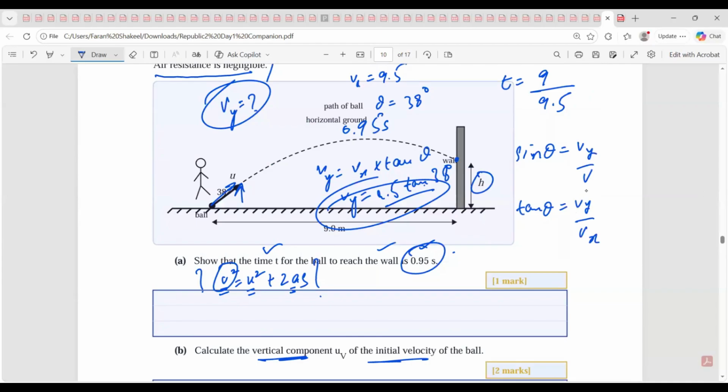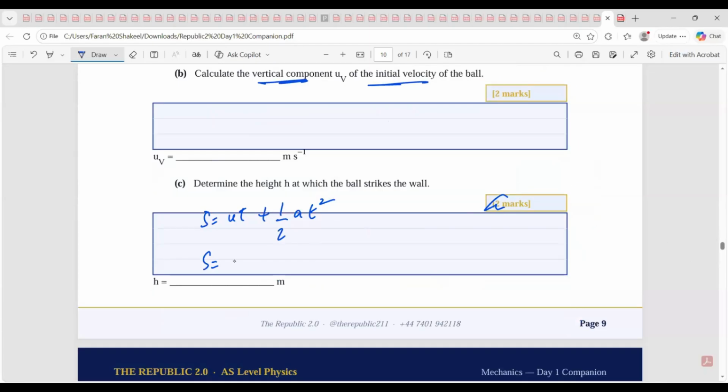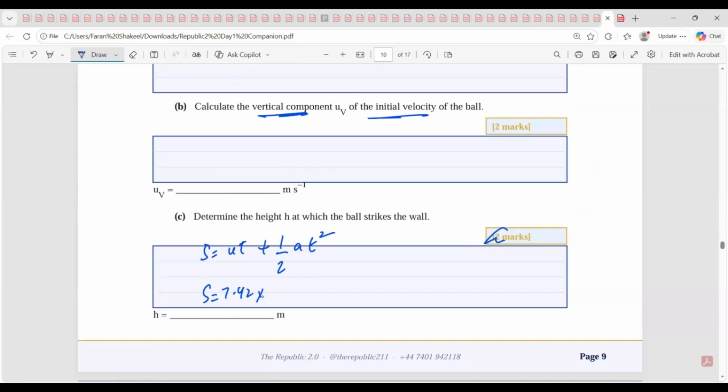What is going to be the initial component of the velocity now? Did somebody calculate Vy from here? 9.5 times tangent 38, 7.42. So you've got 7.42 from here, right? The time the projectile is going to take to strike the wall is going to be 0.42, I guess. No, 0.95. Got that? Initially, the ball was moving up, so I'm going to take the acceleration due to gravity to be negative. So I've got half times 9.81 times 0.95 squared. By just calculating all these things, I'll be able to calculate the distance.